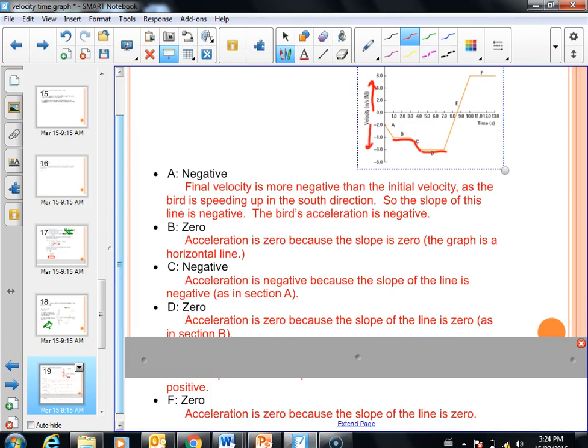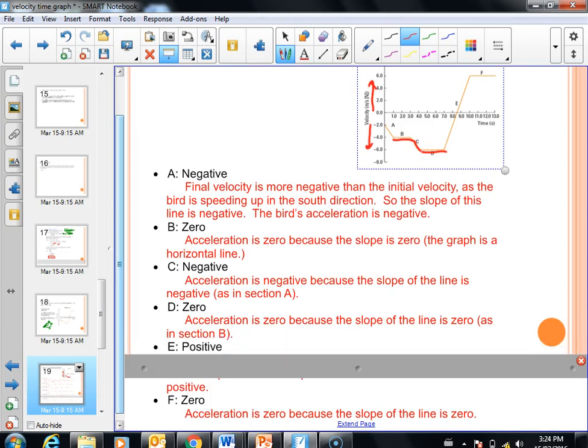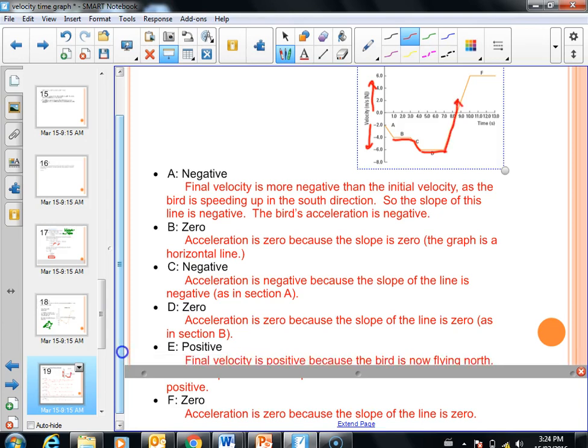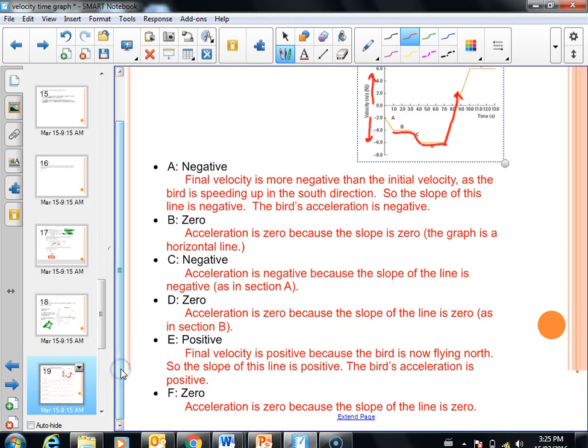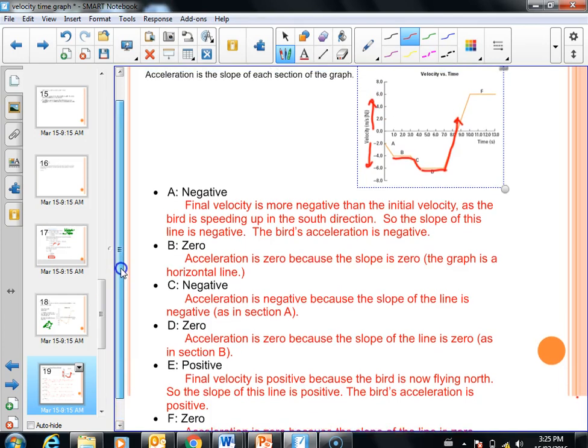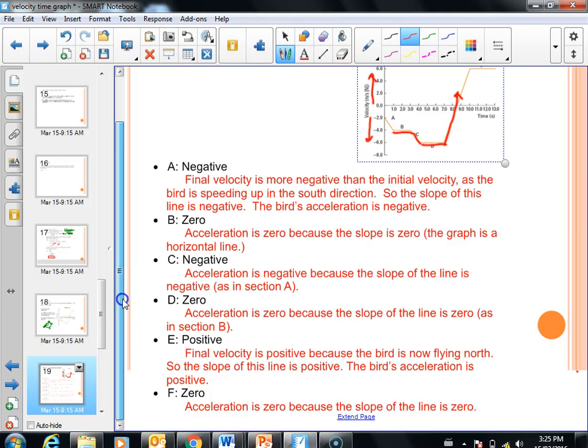Oh, look, I got some kind of crazy thing here. It's going to be 0. And then E is going way up this way. So this is going to be positive. I'll just get rid of that. It's not really helping us out anymore, is it? Okay, so where are we? D, E? I get confused. E is positive, so final velocity is positive because the bird is now flying north. The slope of the line is positive. The acceleration is positive. And then F again, horizontal line, look way up there. It is not 0 velocity. No acceleration. Constant velocity, no acceleration.